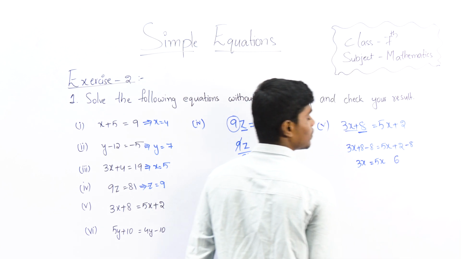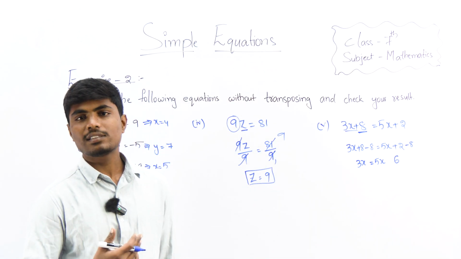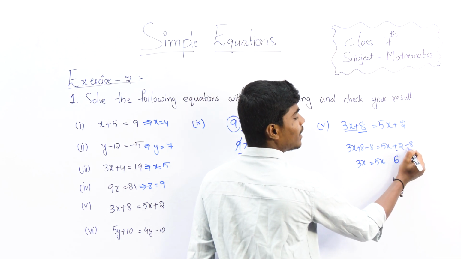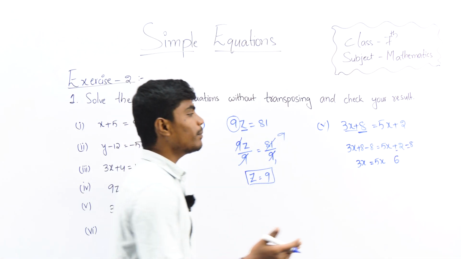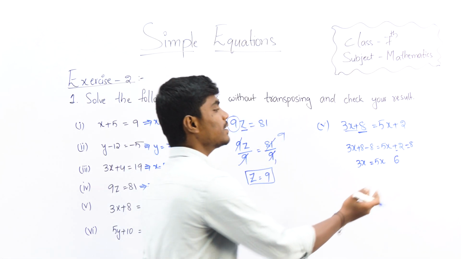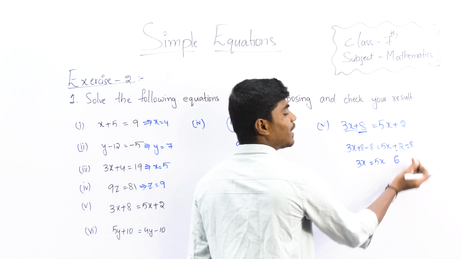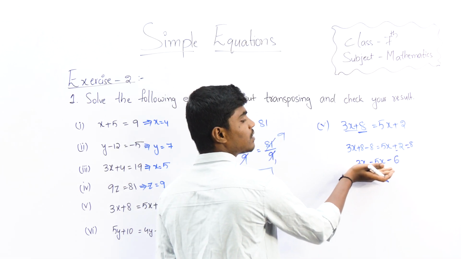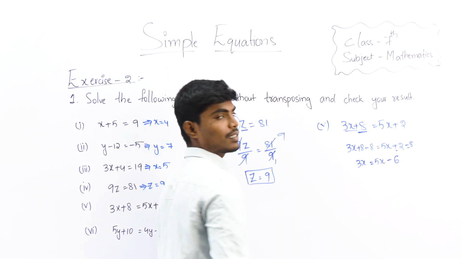So 6. What sign do we have for the greatest number? See, here for 2 we have plus and for 8 we have minus. So which number is greater? 8 is greater than 2. So what does 8 have? 8 has a negative sign, so here also negative. So 3x is equal to 5x minus 6.